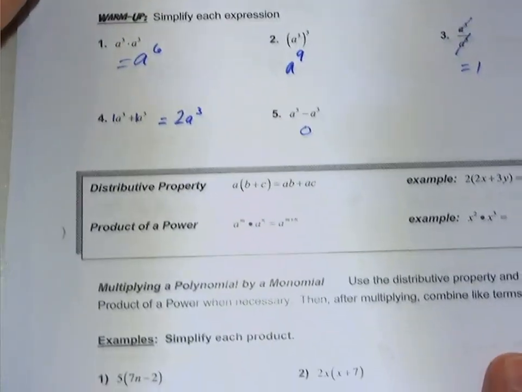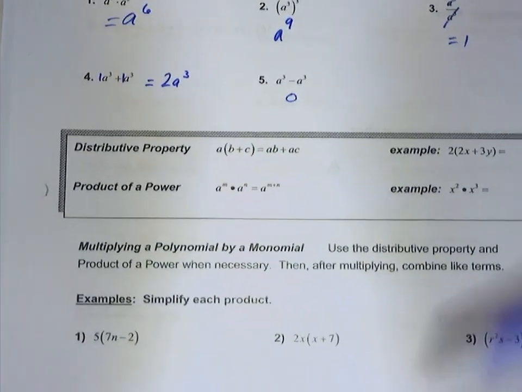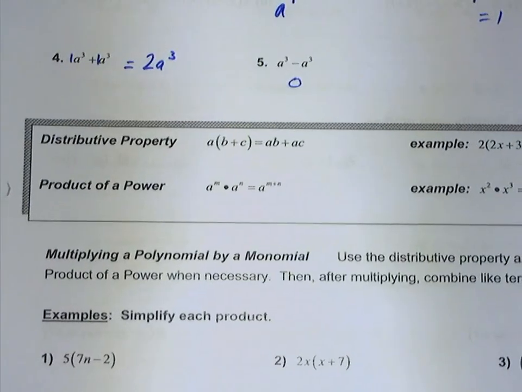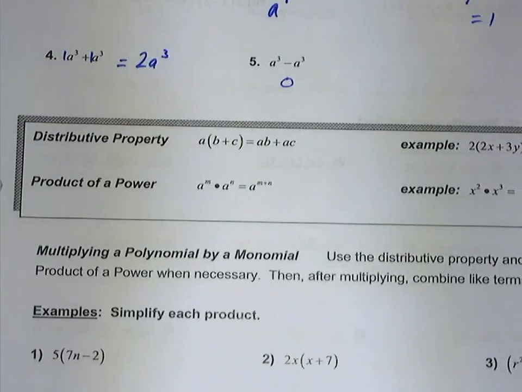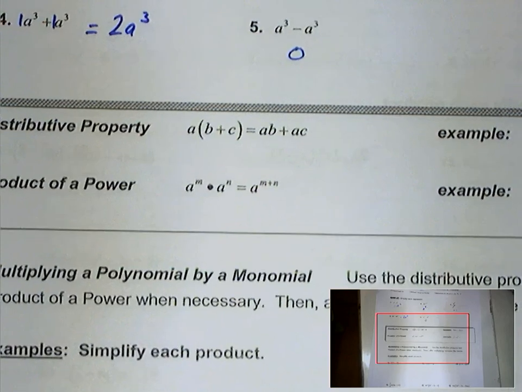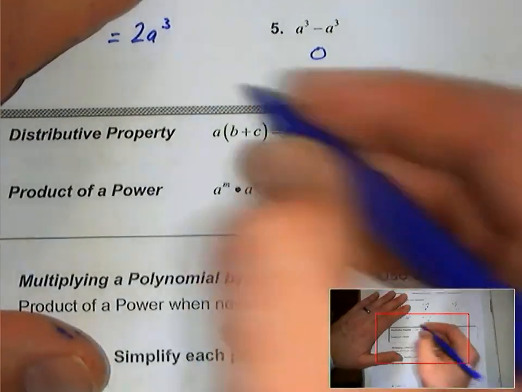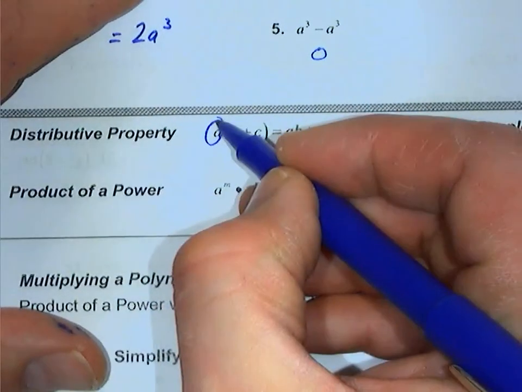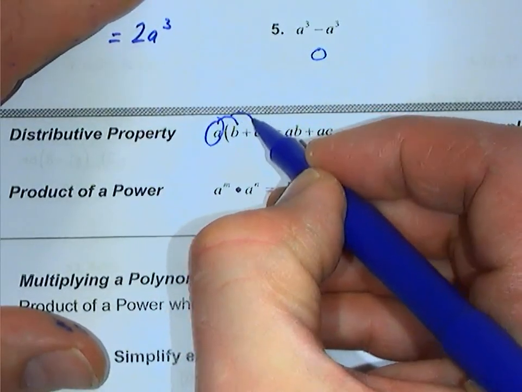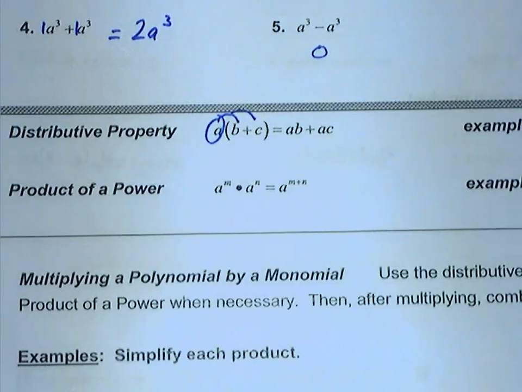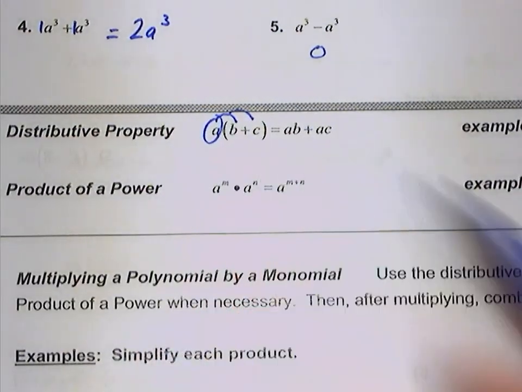So here we go. As I zoom in here for you guys so you can see it. Okay, so you guys remember the distributive property? So we've got A, and we're going to put this on the rainbow. We're going to take A and distribute it to both terms, B and C. So A times B is AB, and A times C is AC.